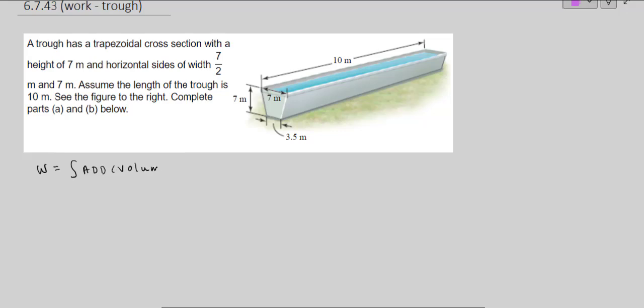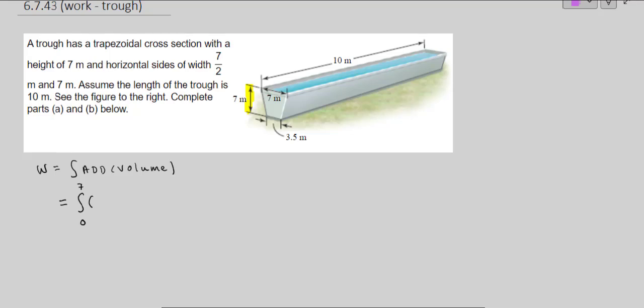And the volume here that we're referring to is the volume of a slice. So the volume of a slice here is a long, thin, rectangular slice of water. Let's go ahead and start putting in our substitutions. So we will be integrating 0 to 7. So there are slices of water between 0 and 7 meters, since the trough is 7 meters tall.